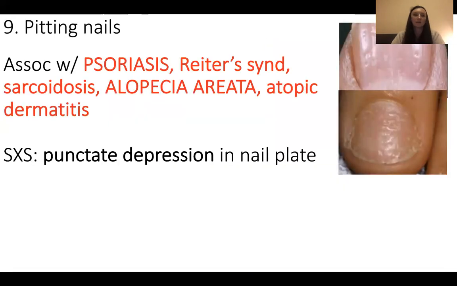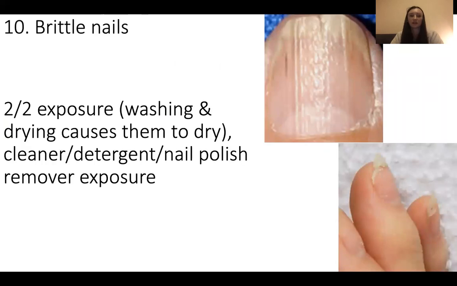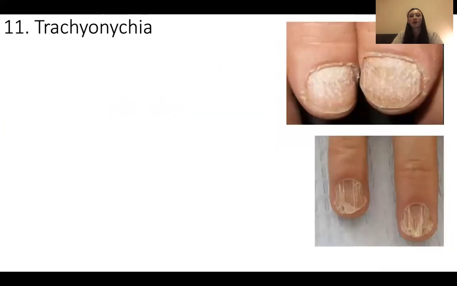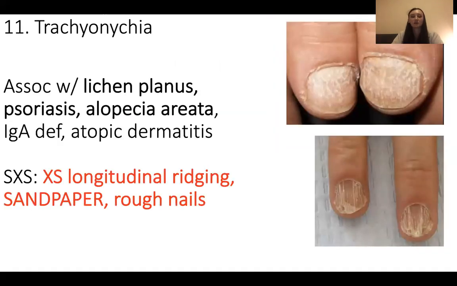Pitting nails associated with psoriasis, Reiter syndrome, sarcoid, alopecia areata, or atopic dermatitis. I would know psoriasis associated with pitting nails. Brittle nails are associated with washing, drying, exposure to things, too much nail polish remover, cleaner, and so forth. Trichotillomania is going to be associated with lichen planus, psoriasis, alopecia areata. It has that longitudinal ridging, sandpaper rough nails.